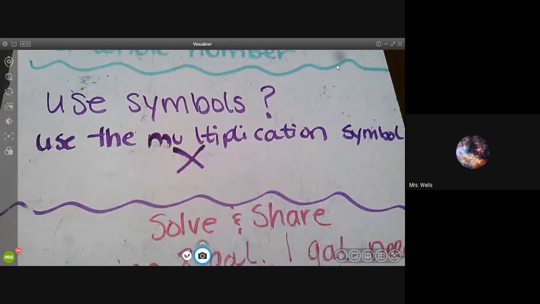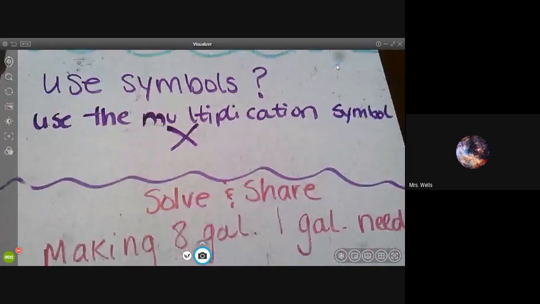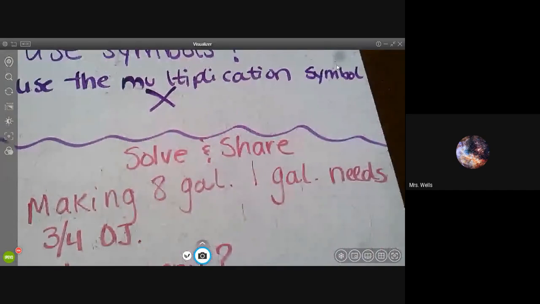Okay. The next thing that I want to talk about is the solve and share, which is also on page 555. So I just kind of quickly wrote out the question, and I didn't write it in whole. I just wrote out the main points. So these people are making 8 gallons of fruit punch, and 1 gallon needs 3/4 of a cup of OJ, and I should have written cup there. 3/4 of a cup of OJ.